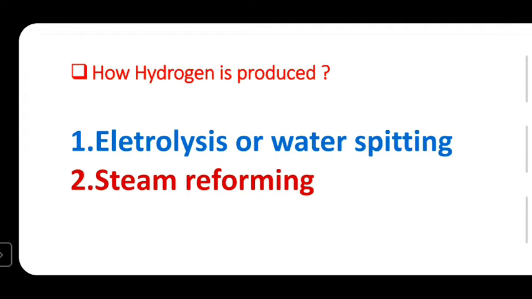Actually, of these two methods for producing hydrogen, the steam reforming process is more famous. Maybe the percentage of steam reforming is more than 50% in the world. Near about 50% of the methods used in the world, the steam reforming method is used for producing hydrogen.